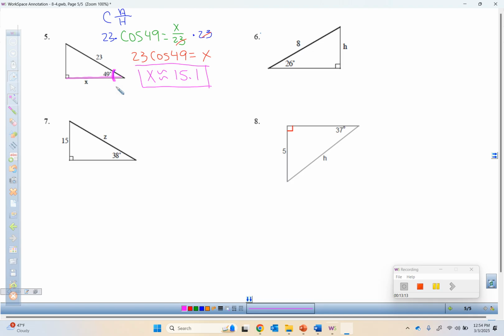And then the very bottom, 9 through 14, that's just radical review. Square roots. You need to show your steps or it will be wrong.